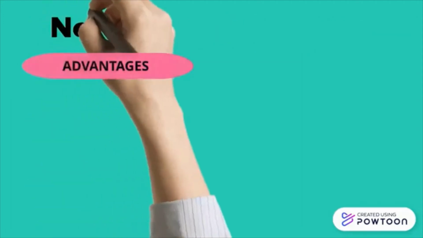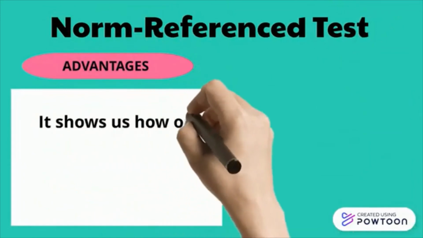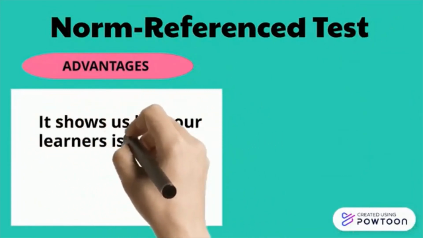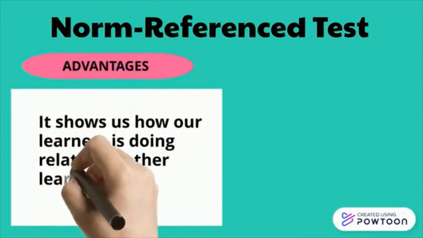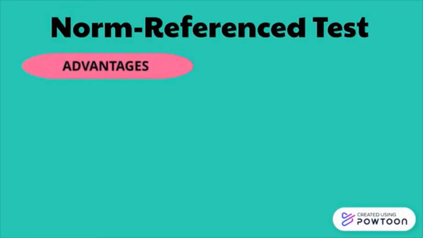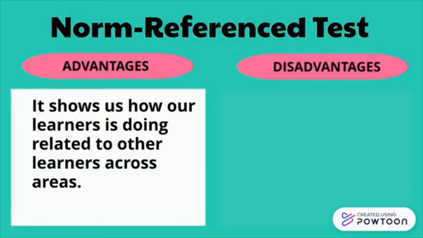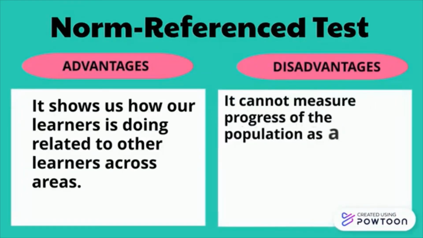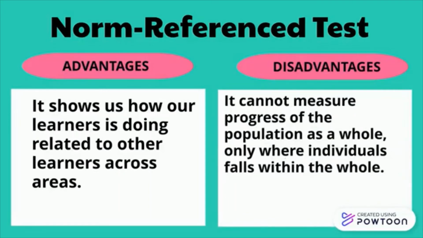One of the advantages of NRT is that it shows us how our learners are doing related to other learners across areas. As for the disadvantages in NRT, it cannot measure progress of the population as a whole, only where individuals fall within the whole.